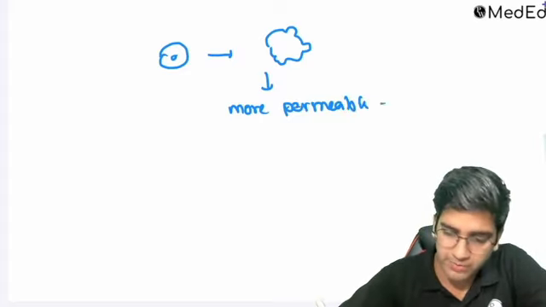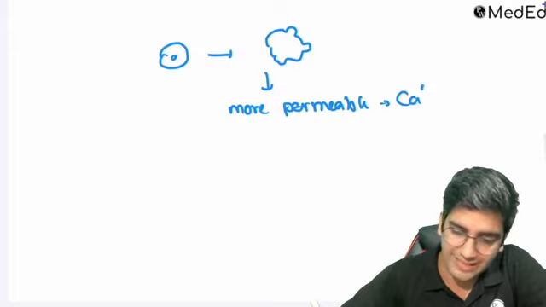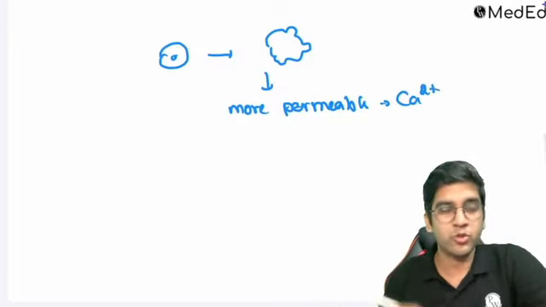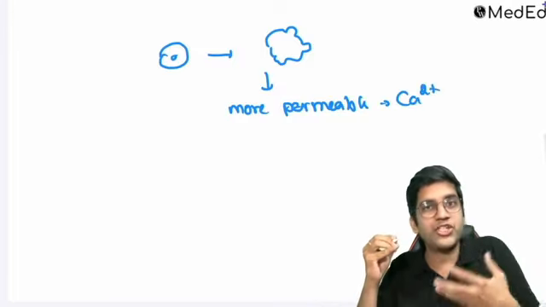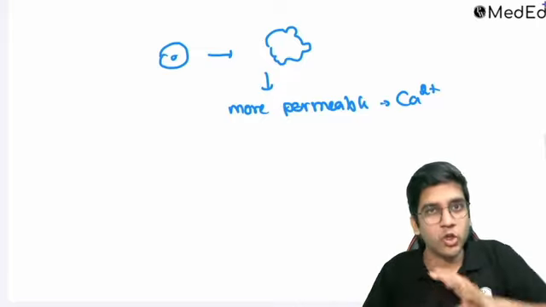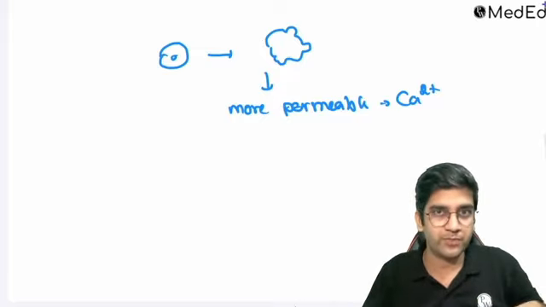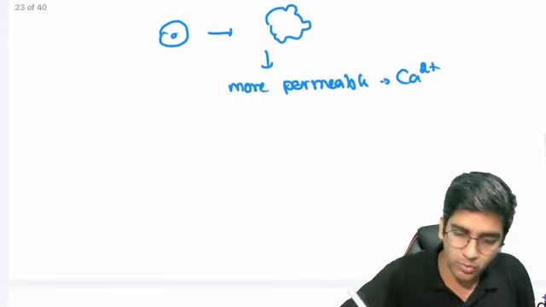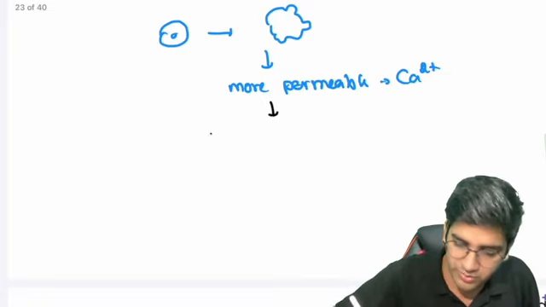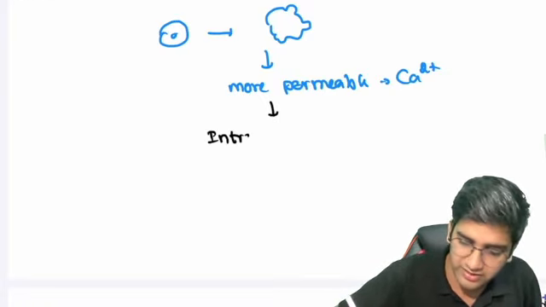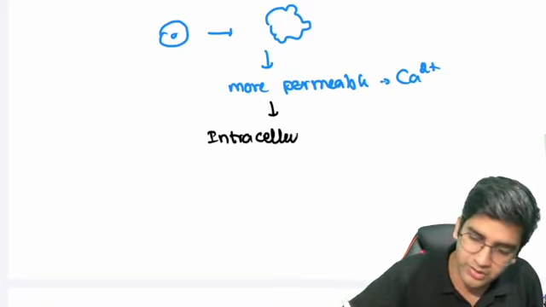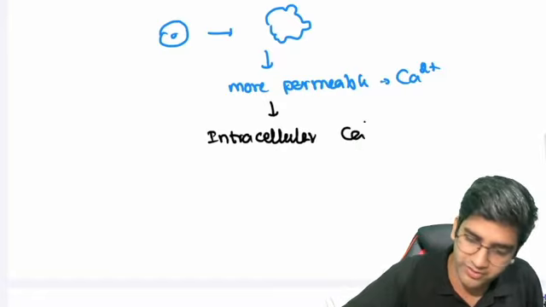Especially to one ion, it becomes more permeable to calcium. So because of this bleb formation, calcium increases inside the cell. Normally, calcium is seen outside the cell. But because of this problem, there will be lots of calcium inside the cell. The intracellular calcium concentration rises.